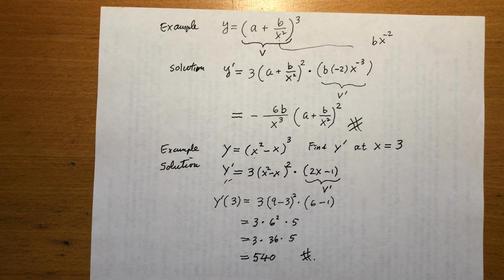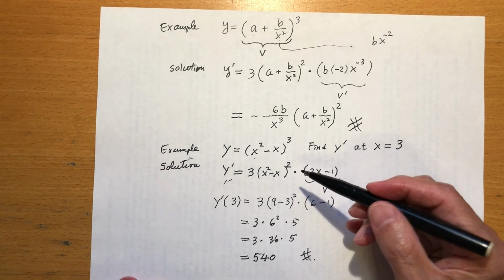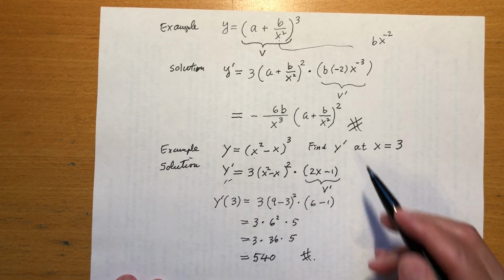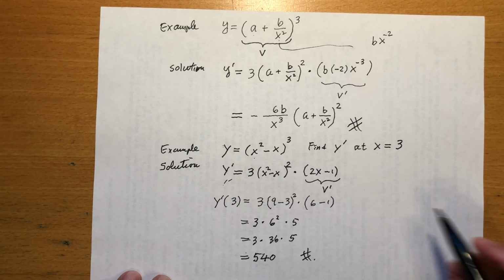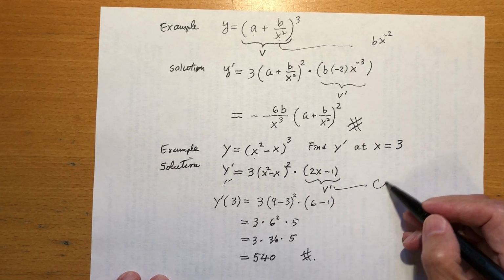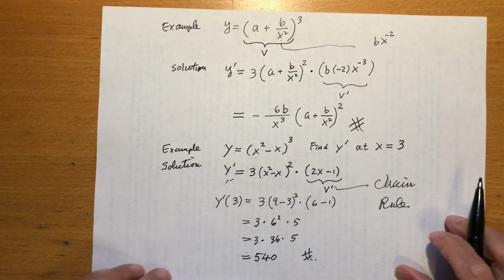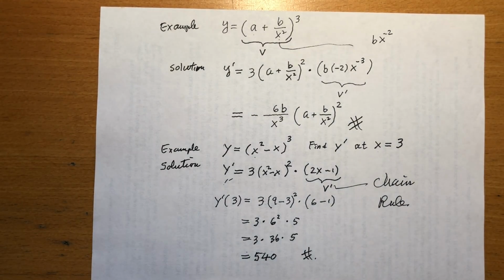So we have enough examples. We discussed how to do the general power rule, which is just a power rule followed by a chain rule. Let me make a remark that this part, the v prime part, is called a chain rule. So this is my answer. So we are ready to do some homework.